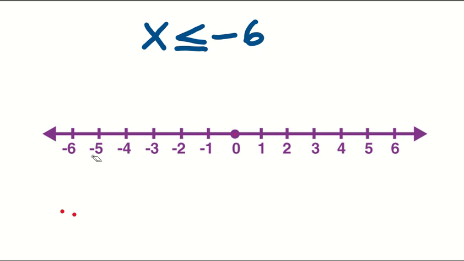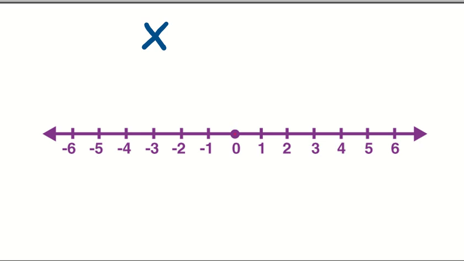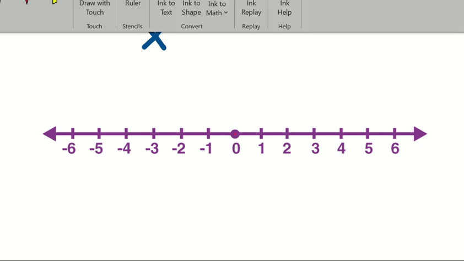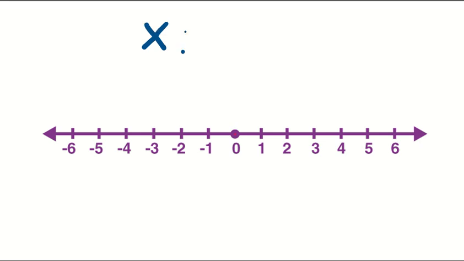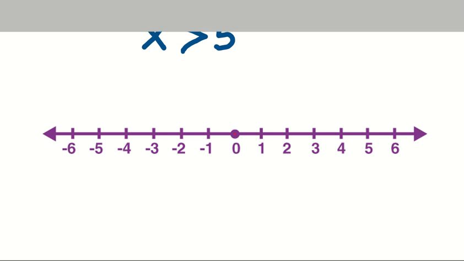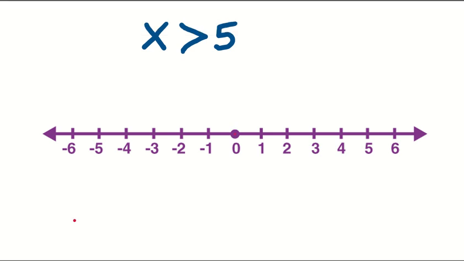Now, let's do a few more examples just to solidify this. Let's now do x is greater than something. So let's go ahead and draw this real quick. X is greater than 5. And how can we represent that? Well, first we got to go to the number line and we got to find 5. There's 5. And now we have to ask ourselves, what numbers are greater than 5?